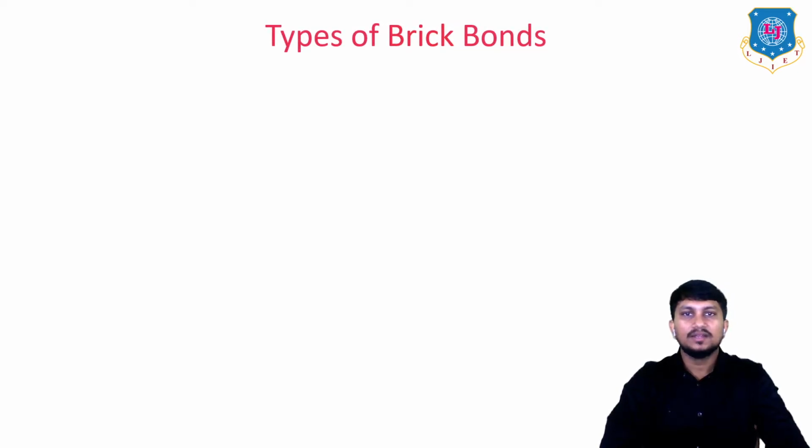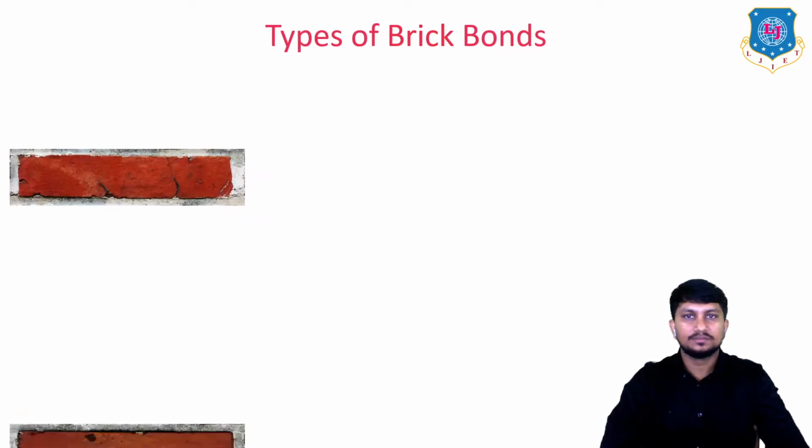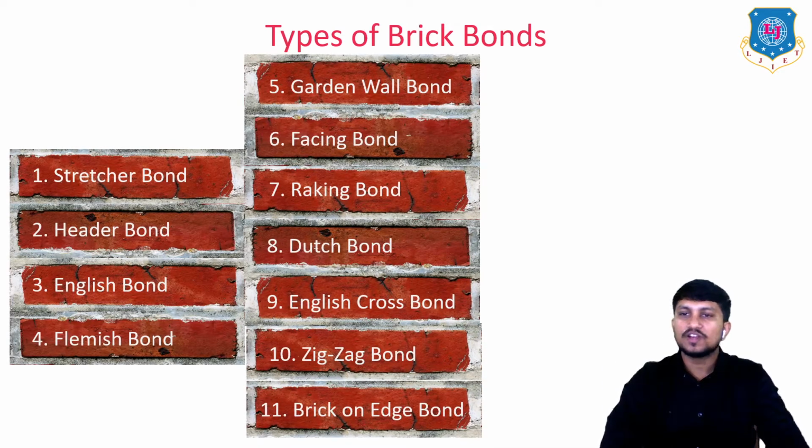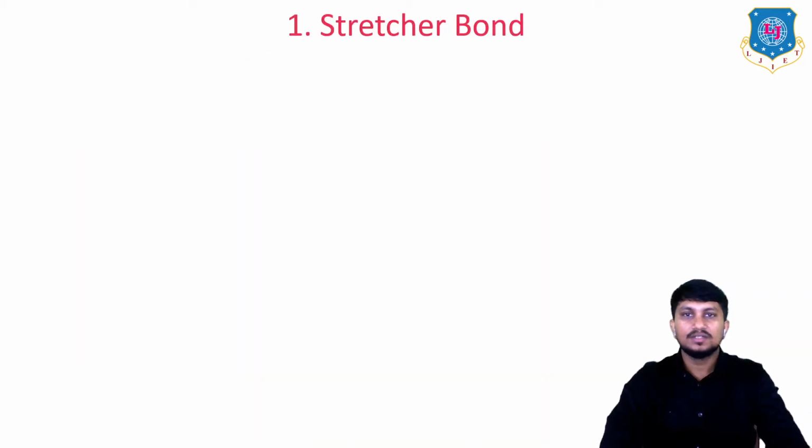Now let's see the various types of brick bonds. There are a number of types of brick bonds like stretcher bond, header bond, English bond, Flemish bond, garden wall bond, facing bond, raking bond, Dutch bond, English cross bond, zigzag bond, brick on edge bond, etc. We will see all these types of brick bonds one by one, starting with stretcher bond.